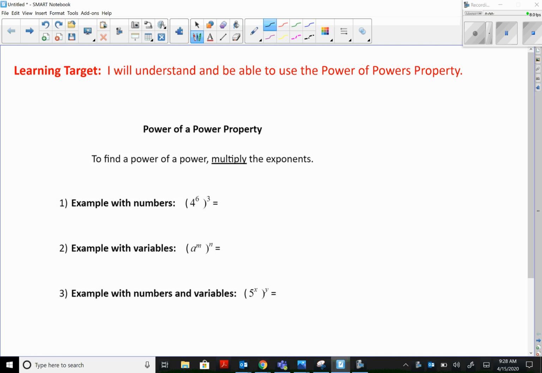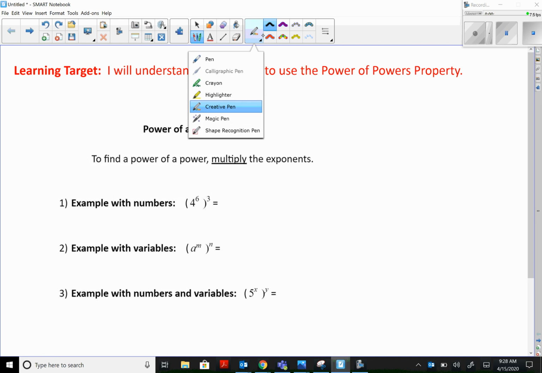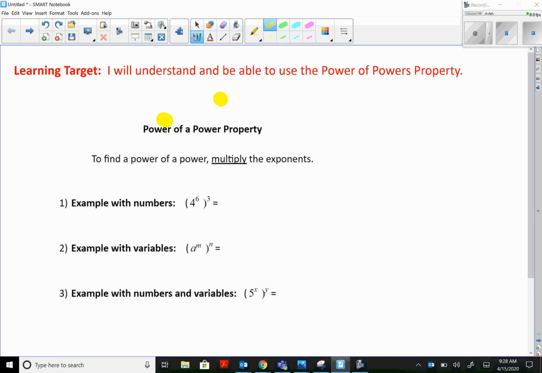So in the power of powers property, notice that we have that word power twice, which we know means an exponent. Hold on, let me switch to the highlighter. Okay, so we've got power and power. So basically, when you have an exponent and another exponent, a power raised to a power.